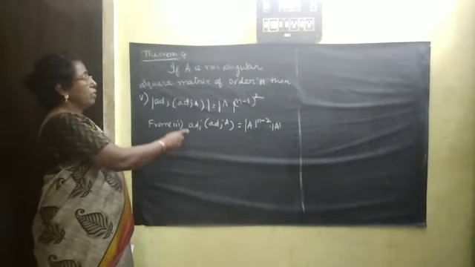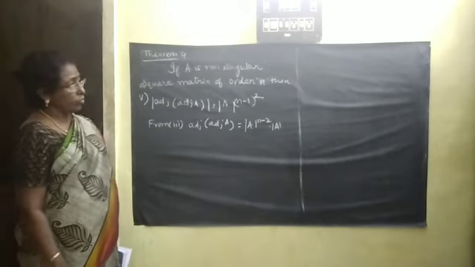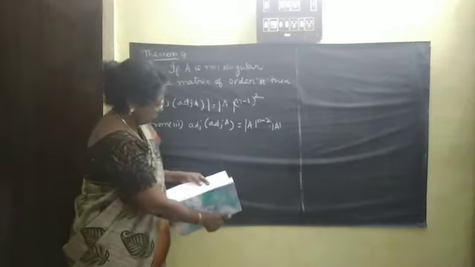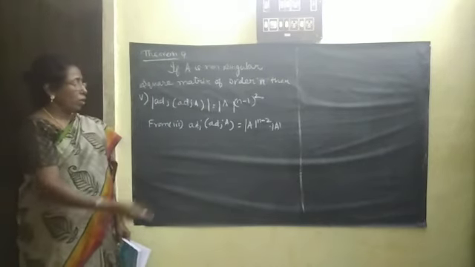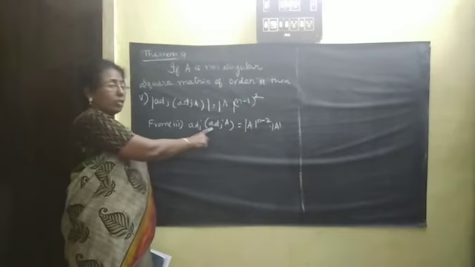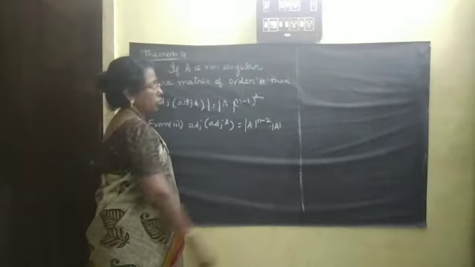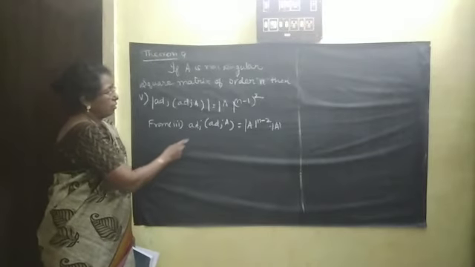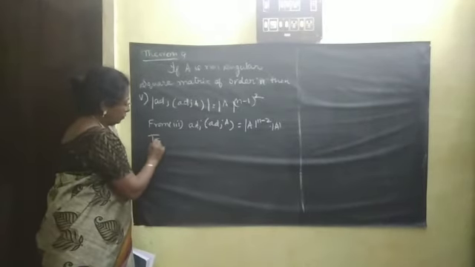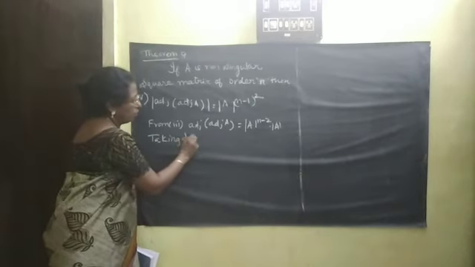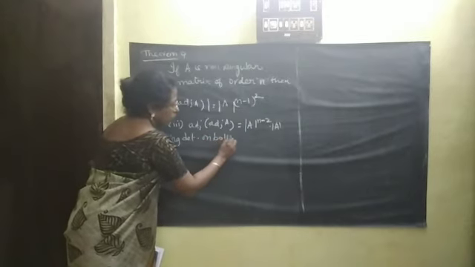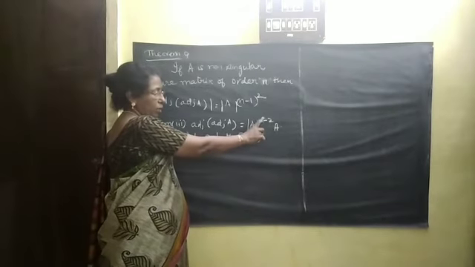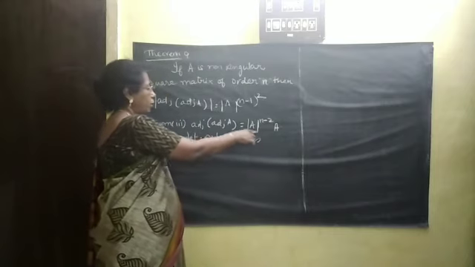The next result we are asked to prove is that if A is a non-singular square matrix of order n, then adjugate of adjugate A is equal to determinant A the whole power n minus 1 the whole square. We have already seen from result 3 that adjugate of A is equal to determinant A the whole power n minus 2 into A. From this, we take the determinant on both sides.